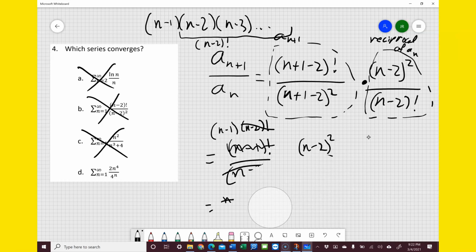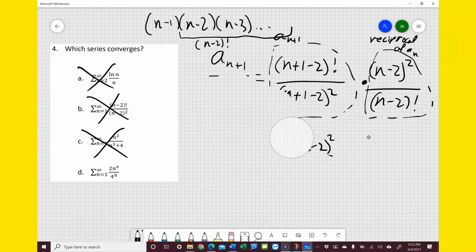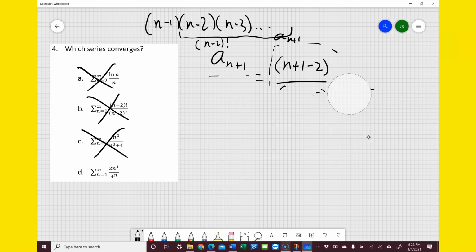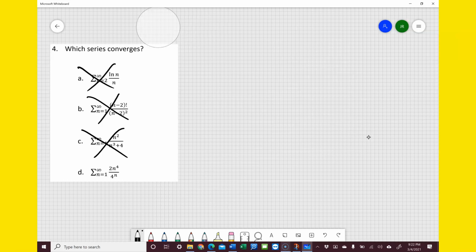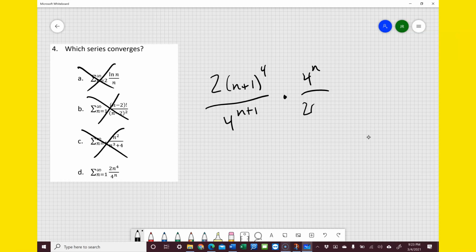But we just want to make sure because we are that kind of people. All right. Let's do D and see if we learn something. Again, ratio test. 2 times n plus 1 to the 4th over 4 to the n plus 1, times, reciprocating this, 4 to the n over 2 n to the 4th.